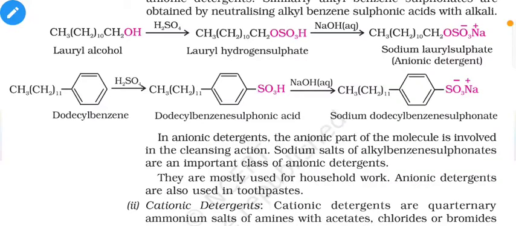When it is neutralized by NaOH, again the same type of ion will be obtained and you will get sodium dodecyl benzene sulfonate. And again the same type of reaction will be obtained. In this case, you will get CH3CH2 11 times, C6H4SO3 minus ion, and Na plus will be separated out in solution because of ionization.